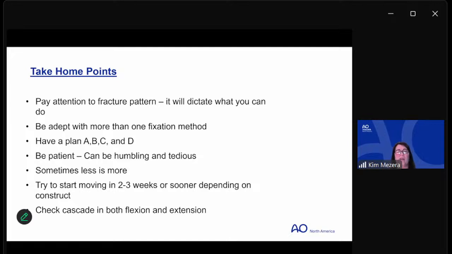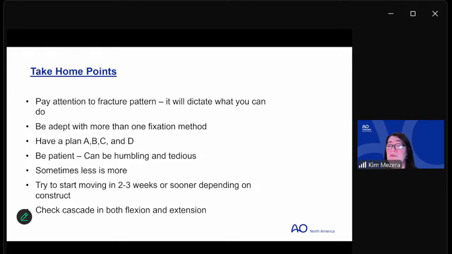So just looking over some of these examples, some of the take-home points I'd like to review. The fracture pattern: look really closely, get some additional views if you must, if you can't really tell what your fracture pattern is, because it will dictate what you can do and what you can't do. I'm not a big fan of CT scans in the phalanx, but if you really can't tell and you're really worried and you don't know how to prepare, it's okay to do that.